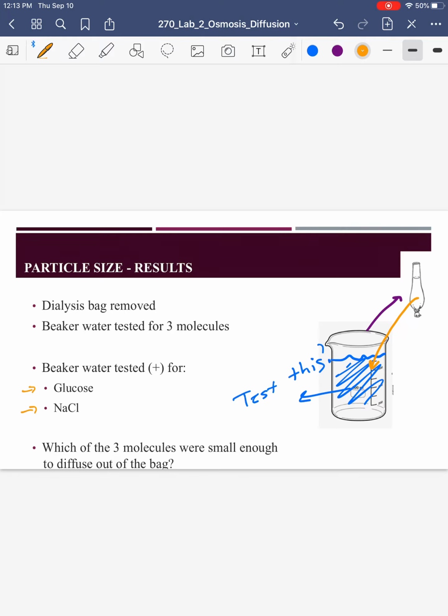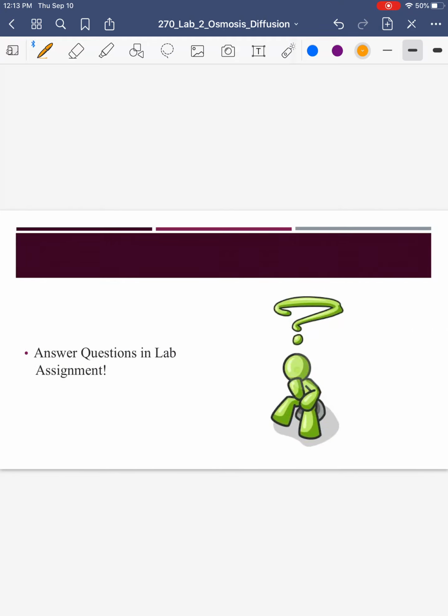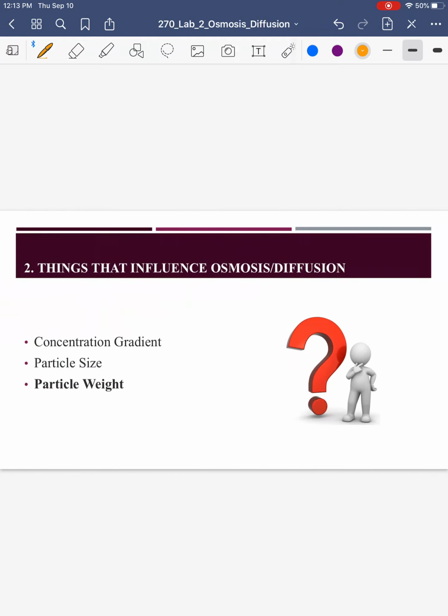So this is for you to answer in your lab assignment sheet. Out of the 3 molecules, sugar, salt, and starch, which of the 3 were small enough to diffuse out of the bag? Were there any that were too large and therefore not able to diffuse out of the bag? We may have a concentration gradient, but if a particle is too big, it simply may not be able to fit through the pore. Life-altering material here, isn't it? Yes, my friends. Okay, you're going to answer the questions in your lab assignment.